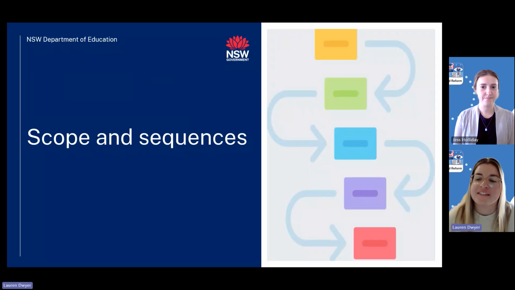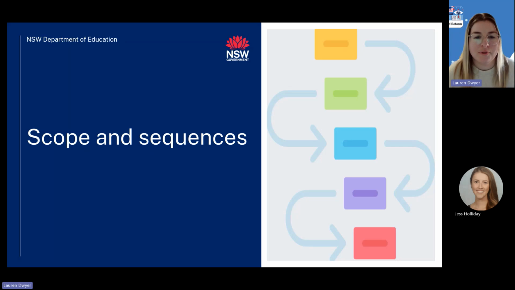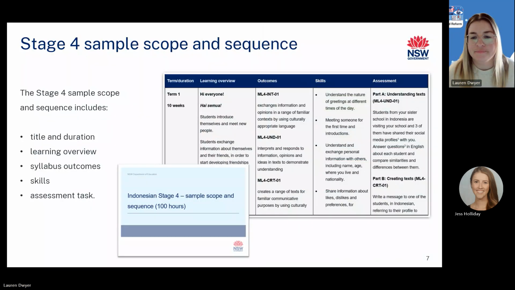Let's take a look at our stage 4 and 5 Indonesian scope and sequences. In planning our stage 4 unit of work, we mapped out a sample scope and sequence for stage 4. Our scope and sequence includes the title and duration. As you can see on the title page, it's 100 hours for stage 4, a learning overview, a description of what students will learn term by term, syllabus outcomes, skills, in other words, what skills students will develop in Indonesian, and an assessment task.